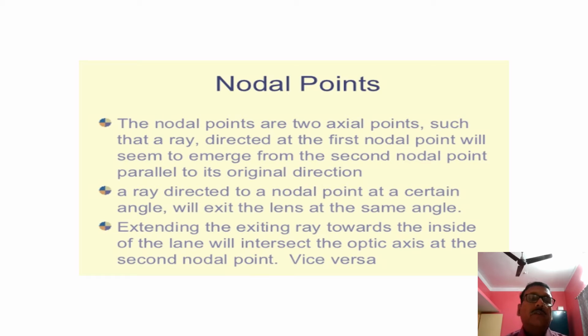Nodal points. The nodal points are two axial points such that a ray directed at the first nodal point will seem to emerge from the second nodal point parallel to its original direction. A ray directed to a nodal point at a certain angle will exit the lens at the same angle. Extending the exiting ray towards the inside of the lens will intersect the optic axis at the second nodal point and vice versa.